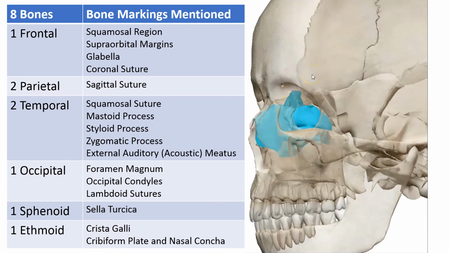So those are the bones of the cranial vault. You do need to know these for your lab practical, as well as the bone markings that I've mentioned in these videos and the bone markings that are on your lab practical review sheet.